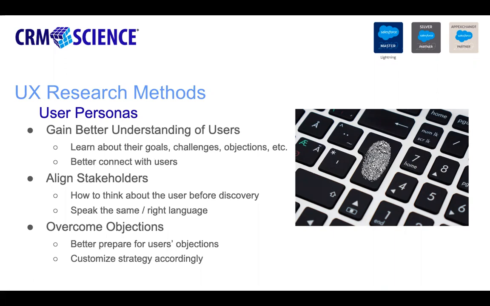Personas are also a powerful tool to align stakeholders and focus the discovery process. This will get everyone on the team speaking the same language. They also better prepare us for any user objections, which allows us to quickly customize our strategy accordingly. But remember, with user personas, they're only as powerful as the research that goes behind them.